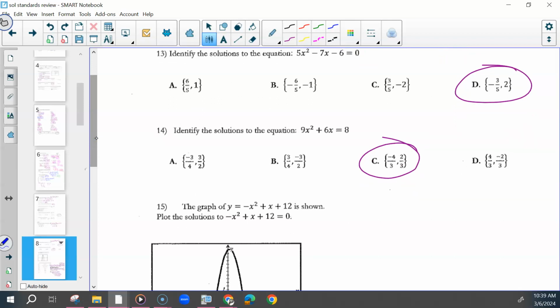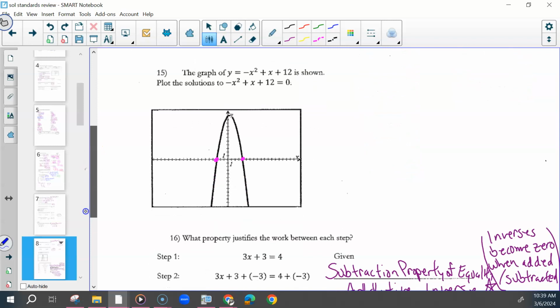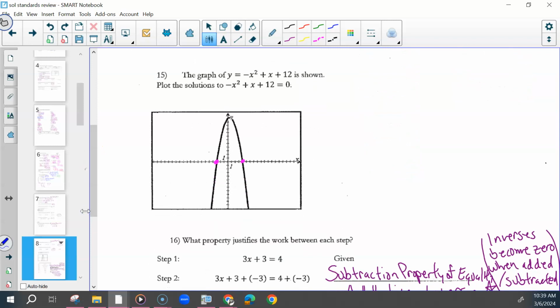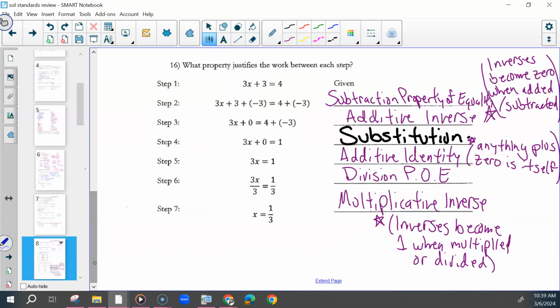Again, if we're identifying solutions, you're looking for x-intercepts. 15, the solutions were the x-intercepts, so draw a point there. Okay. And then 16, you don't have to write what's in the parentheses, but everything on the lines you do. So you're looking for what happened between each set of steps.